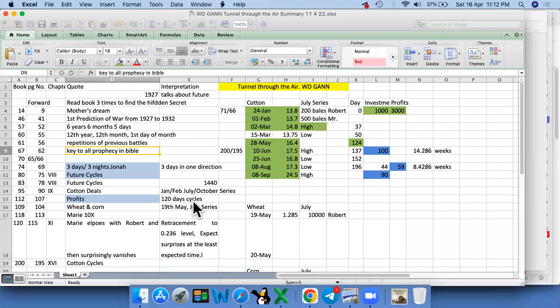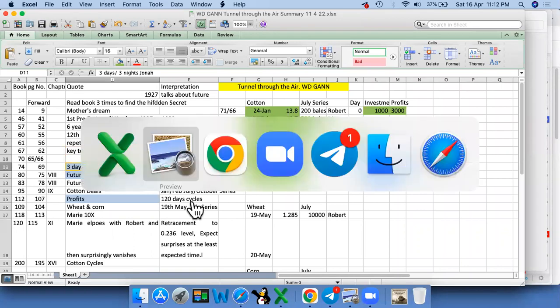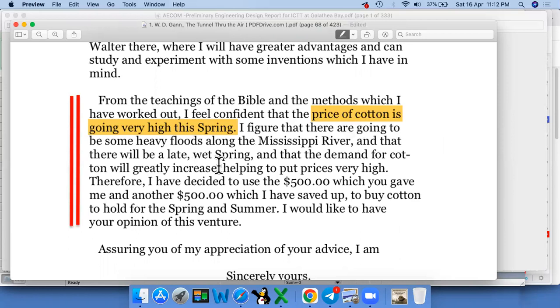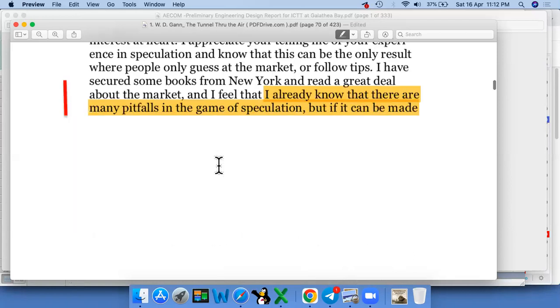As I told you, we'll take cotton separately, where we'll be able to discuss it in detail. One more prophecy that he has talked about is on page number 69. We'll come down to page number 69 and see the details. This is an interesting story from the book of Jonah.